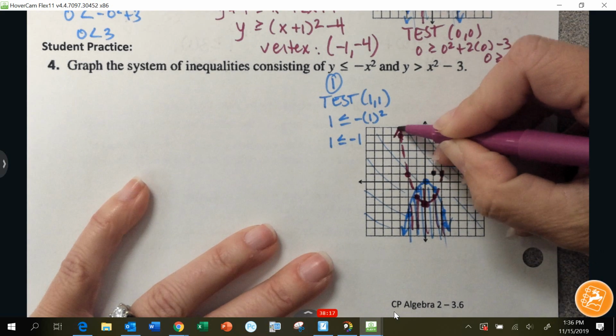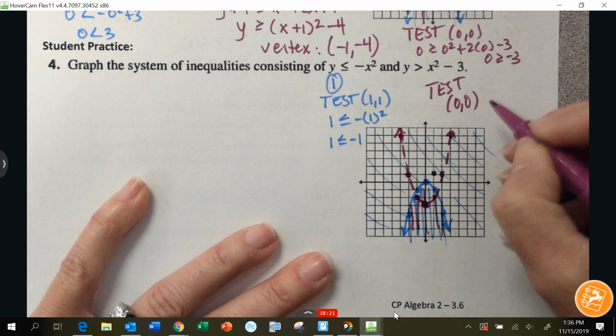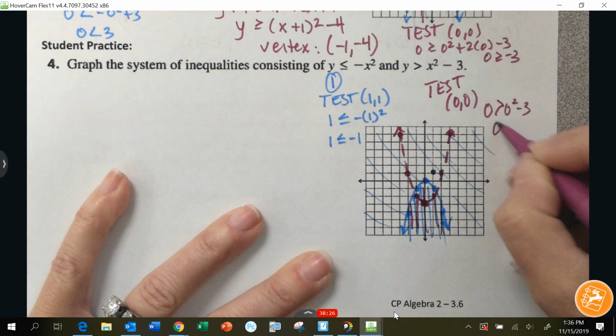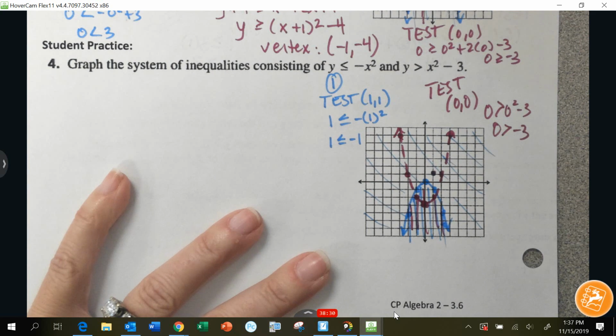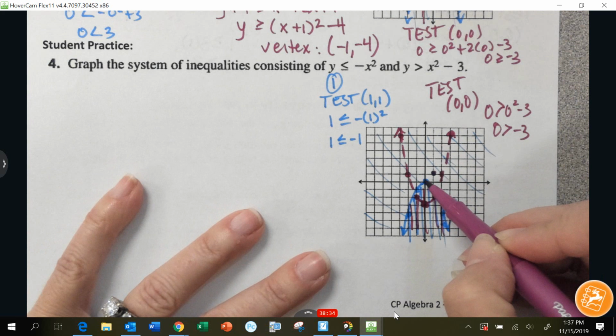And what point can I test? 0, 0. Okay, so I'm going to test 0, 0, which tells me 0 greater than 0 squared minus 3. 0 greater than negative 3. Is that true? Yes. So 0, 0 gets to be graphed.